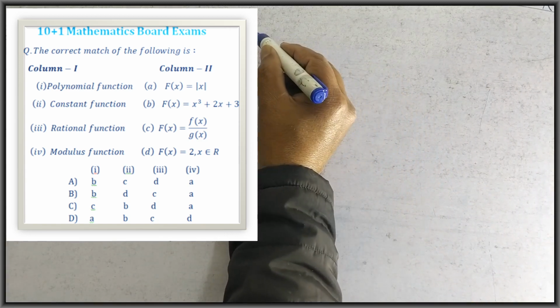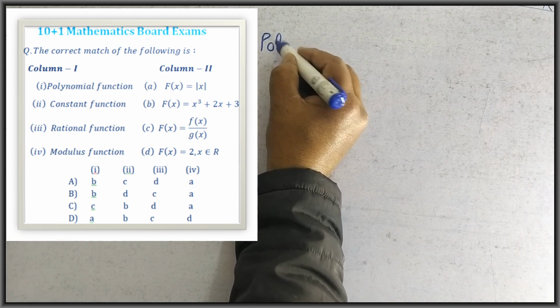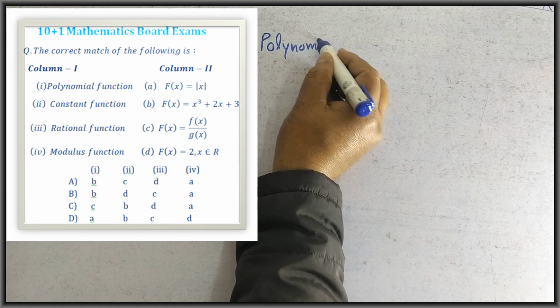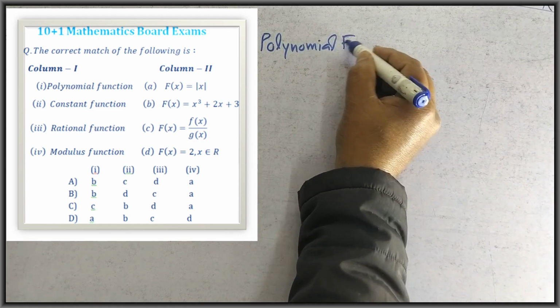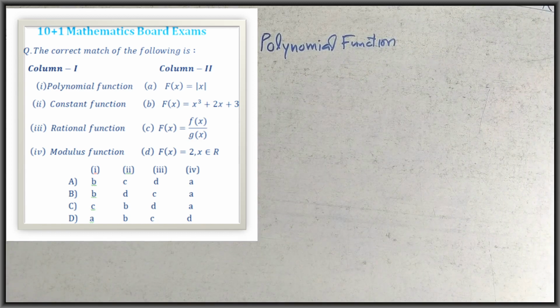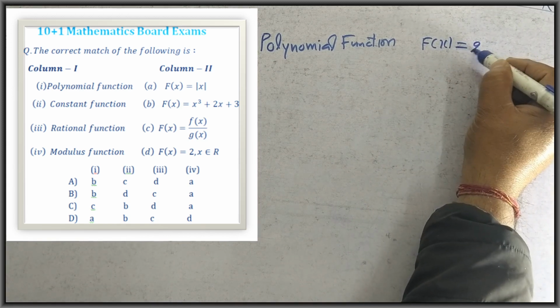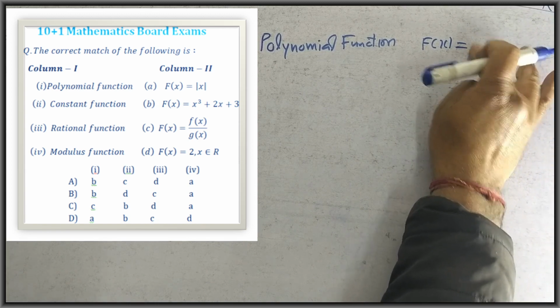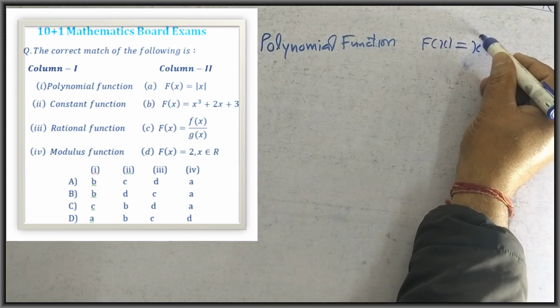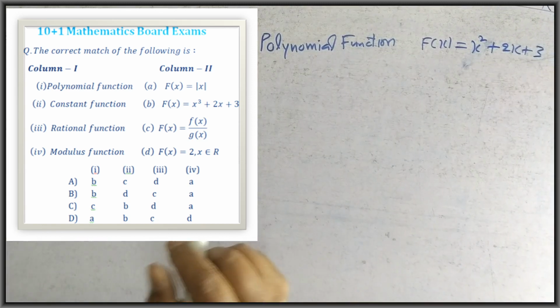Let us discuss this question. Here, first is your polynomial function. I am talking about the polynomial function. So what is a polynomial function, children? See, a polynomial function is f(x) = 2x² + 2x + 3, as given here. This is your polynomial function.